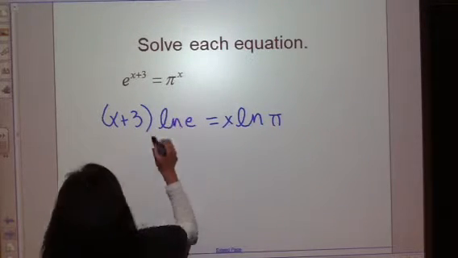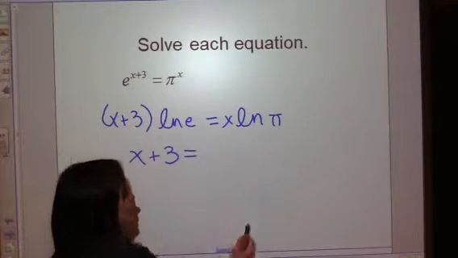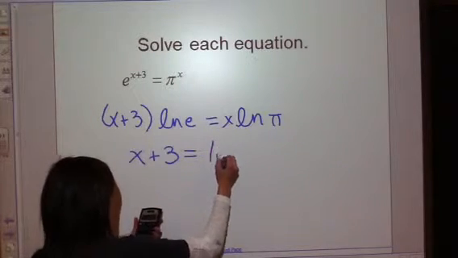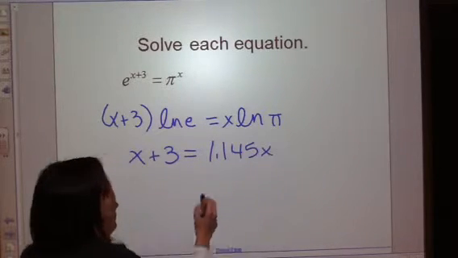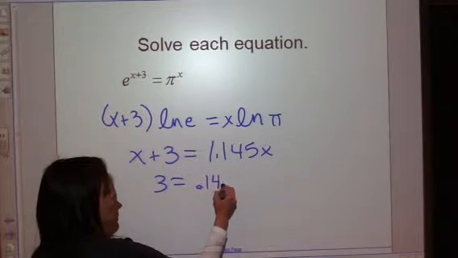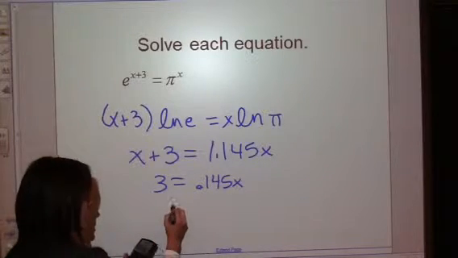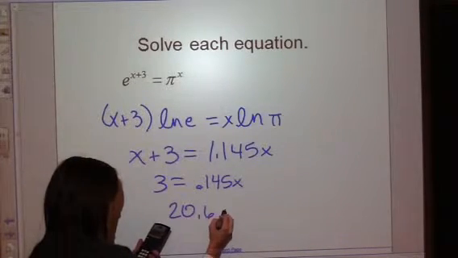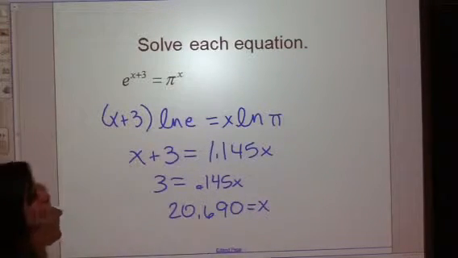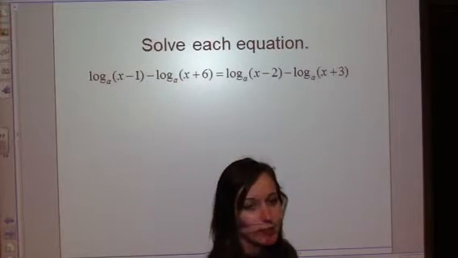So ln e is just 1. You can type it in your calculator if you don't believe me. And then over here we got ln pi. And you get 1.145x. So if I subtract x, I get 3 equals 0.145x. If I divide 3 by 0.145, I get 20.690. And you're done.